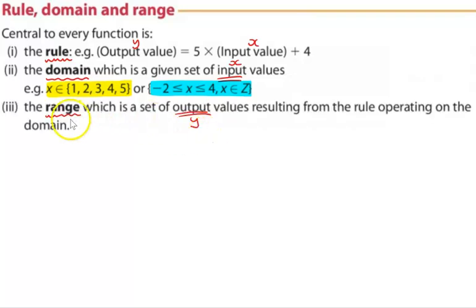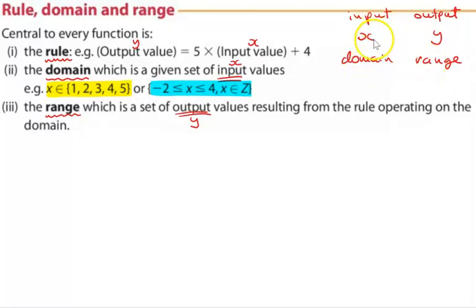The range, which is a set of output values, which we're going to label as y. So input we label as x, output we label as y, resulting from the rule operating on the domain. So to summarize, we've got our input and then our output. So the input is x, the output is y. And the new words for that now are domain and range.